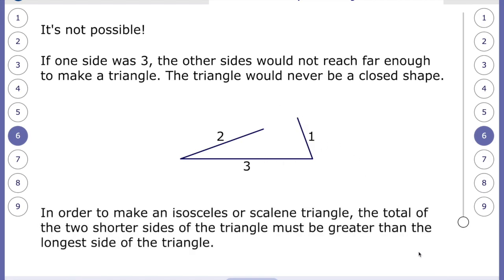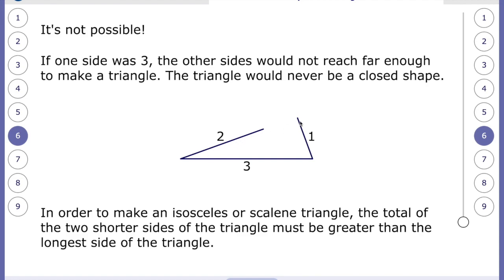So there's a little rule. In order to make an isosceles or a scalene triangle, the total of the two shorter sides of the triangle must be greater than the longest side of the triangle. So this side and this side must add up to a number bigger than this side. As we can see, 1 and 2 is 3, doesn't work.